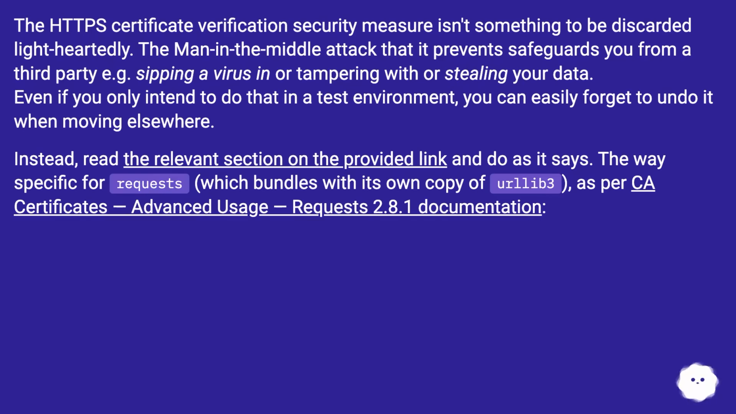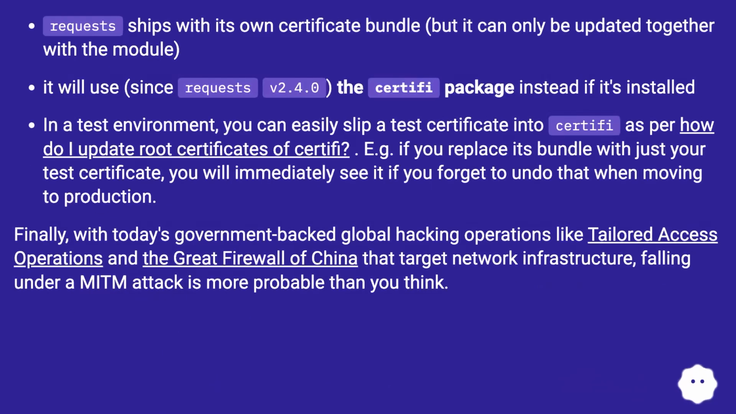The way specific for requests, which bundles with its own copy of urllib3, as per CA certificates, advanced usage, requests 2.8.1 documentation. Requests ships with its own certificate bundle, but it can only be updated together with the module. It will use, since requests v2.4.0, the certifi package instead if it's installed.